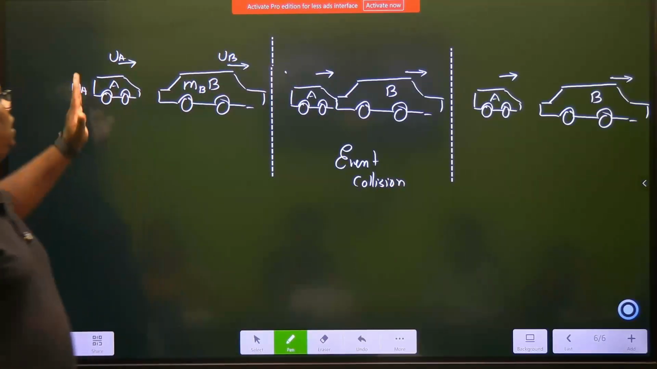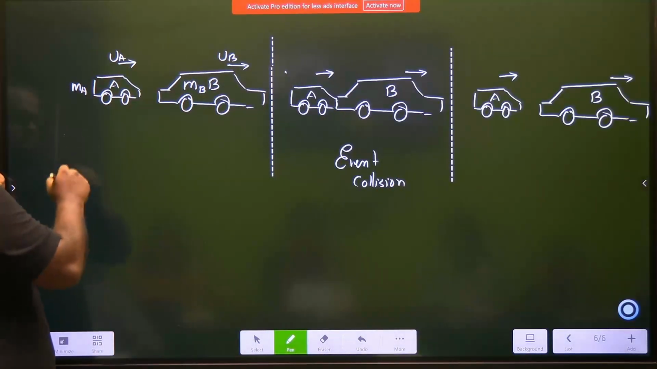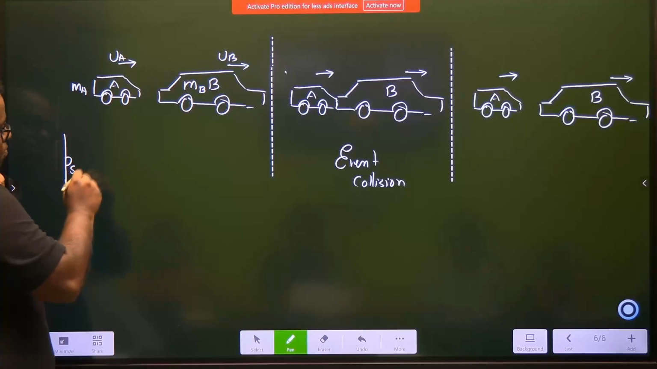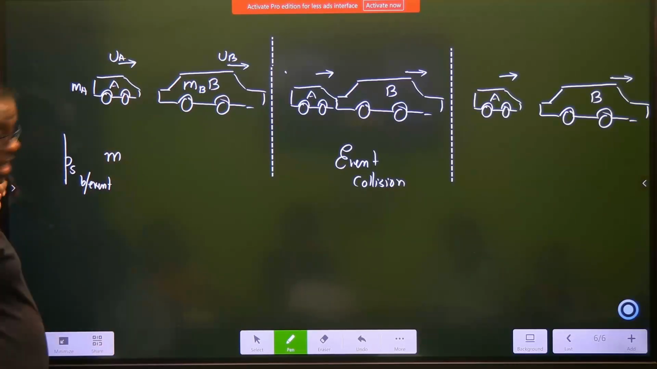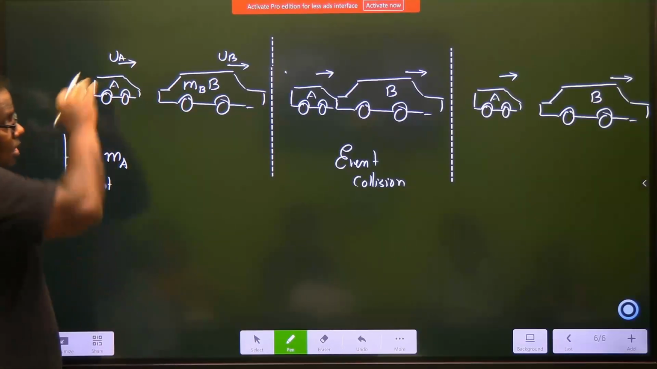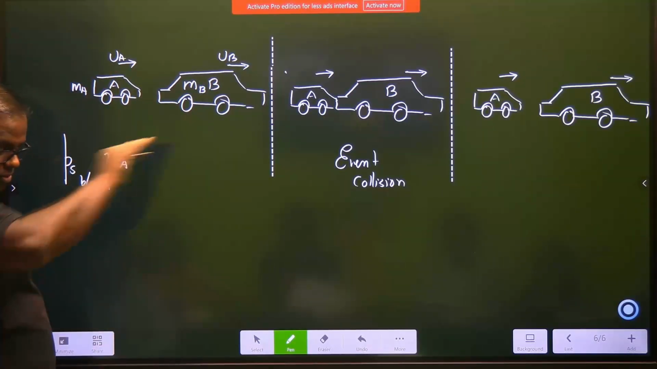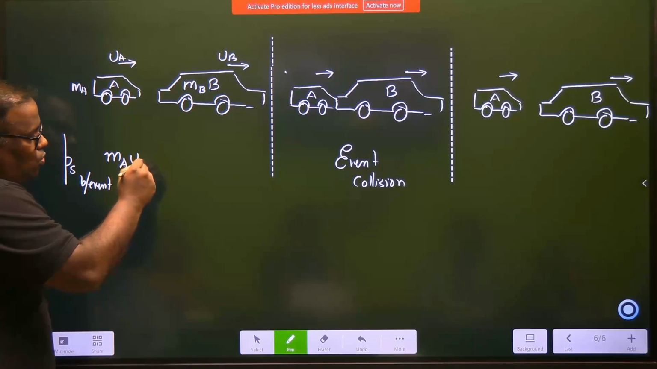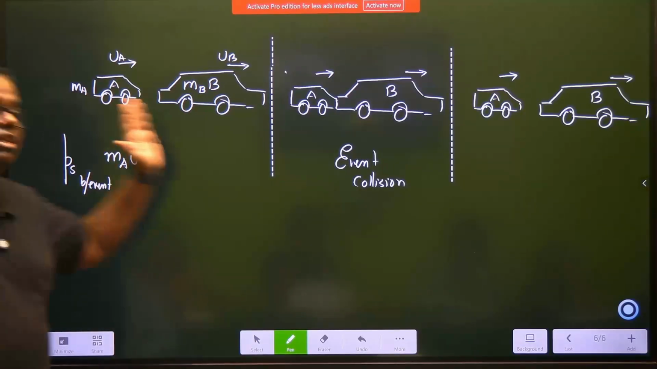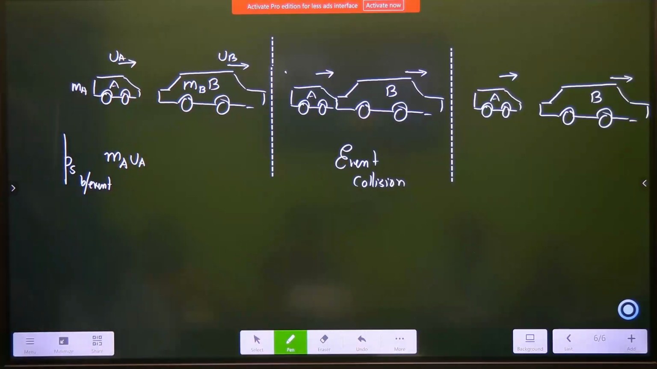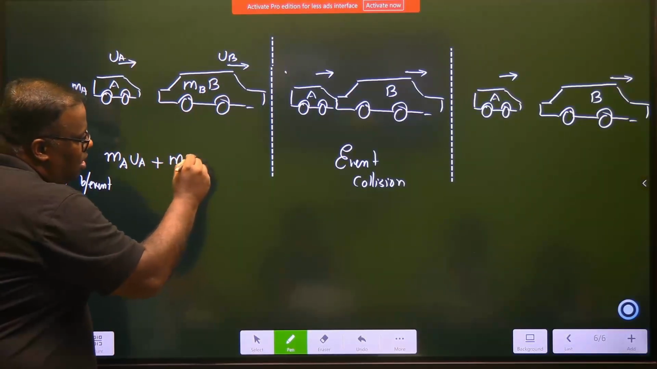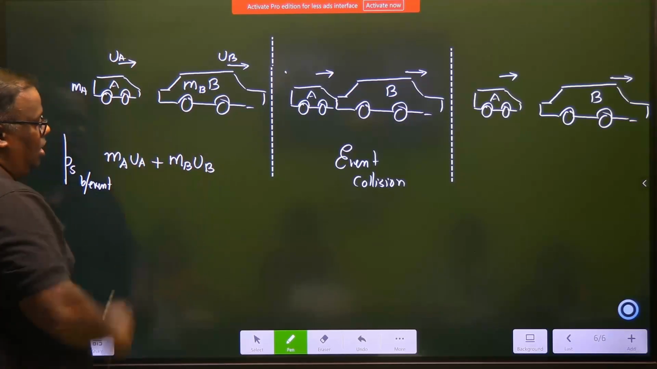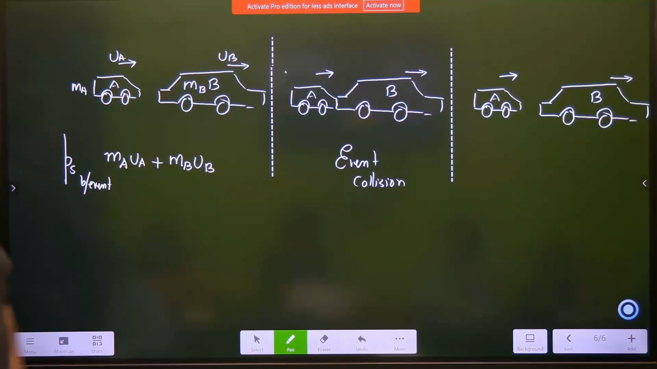So this was going with MA. Let's see what is the momentum of the system before the event. It is MA, which direction is it going? This direction. I use it as UA. Momentum is a vector. Which direction is this car going? Same direction. MB, UB. Net momentum.